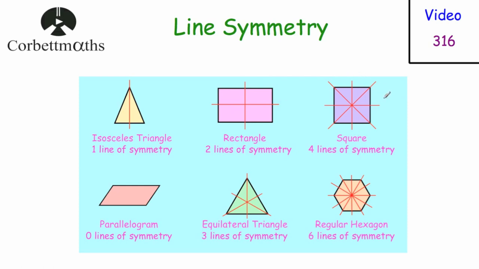So vertical, horizontal, and the two diagonals. A parallelogram has no lines of symmetry. An equilateral triangle has three lines of symmetry, and a regular hexagon has six lines of symmetry. So it's important to be able to tell if a shape has got lines of symmetry or not.